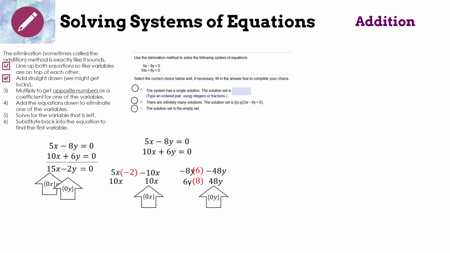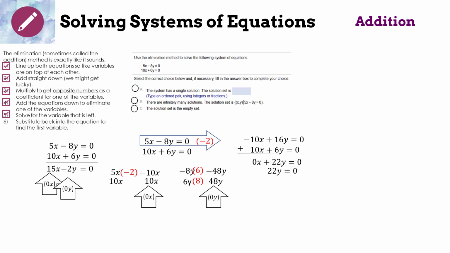Of course, it doesn't matter, but I'm going to get rid of the x's because all I have to do is multiply the first row by negative 2. And we're going to do that. 5x times negative 2 is negative 10x. Negative 8y times negative 2 is 16y, and 0 times negative 2 is 0. The second equation we're going to leave alone. Now, we're going to add straight down. Negative 10x plus 10x is 0x, and 16y plus 6y is 22y, and we get it equal to 0. Woohoo! We have 0x. Well, 0 times anything is 0.